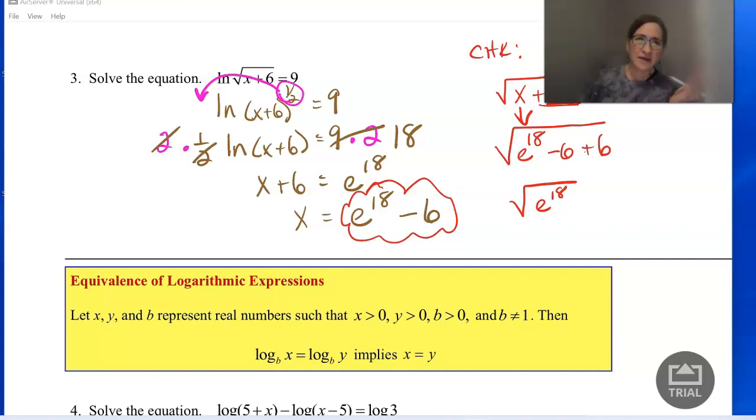That's going to give me a positive number. So that's all I care about, is that the argument of my log is positive. I don't need to know the exact number when I'm checking it. I just need to know that it's positive, that it is. So it checks. All right, let's move on.